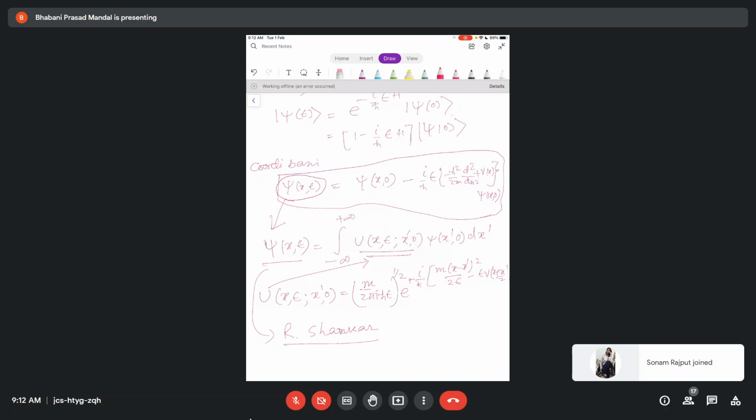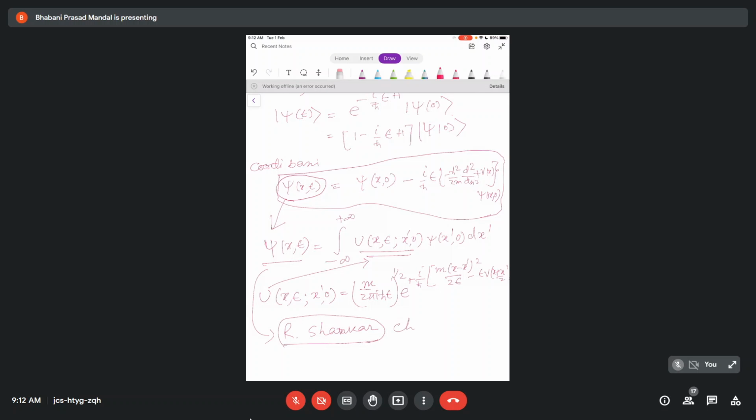So, the R. Shankar book, this has proved. Okay, so follow this proof. If you have any doubt, any question, this is I think chapter 8. Okay, so this concludes the discussion on path integral formulation. Do you have any question at this point?